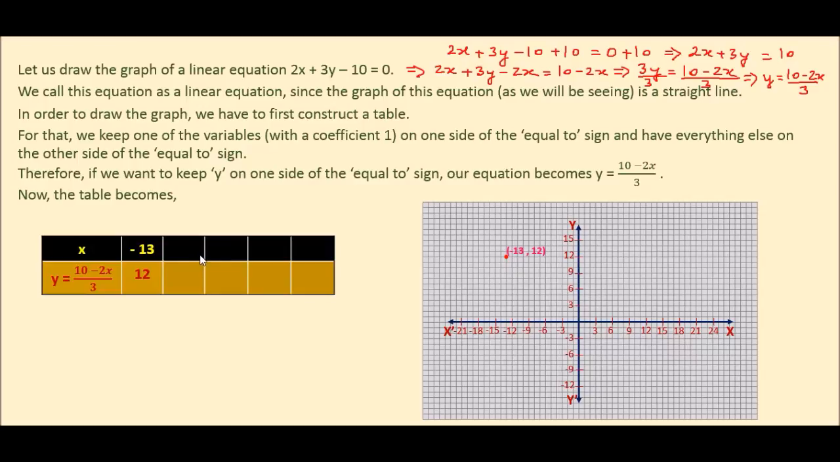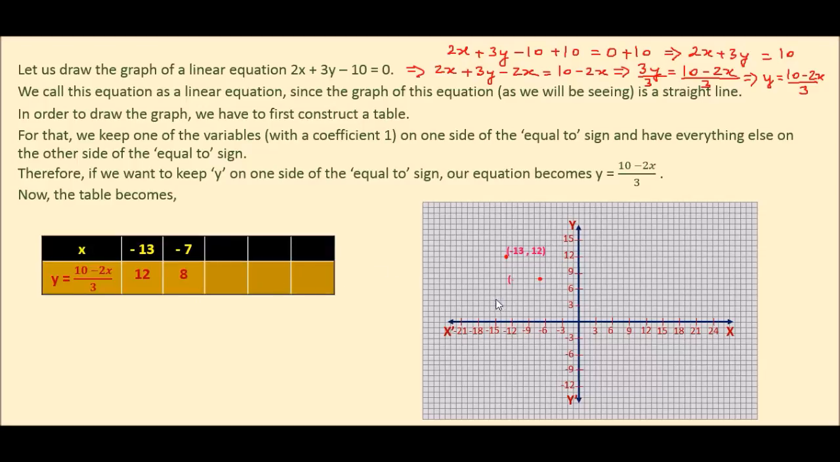Coming to the second x value. It is negative 7. So 2 times negative 7 is a negative 14. So minus of minus 14 or negative 14 will be giving us a positive 14. That is 10 plus 14 will be giving us 24 divided by 3 gives us the y value of positive 8 or plus 8.